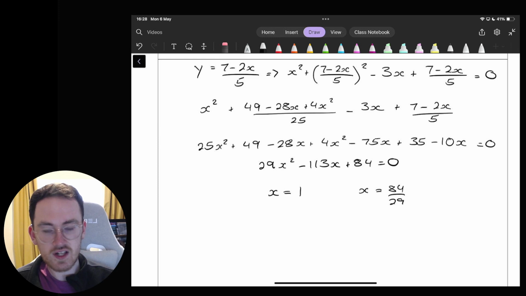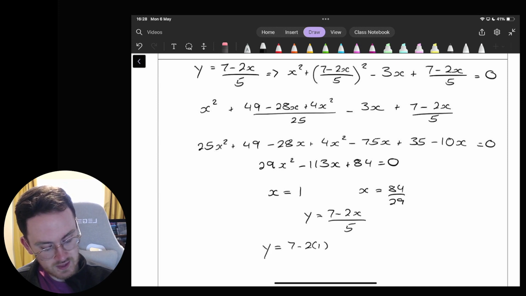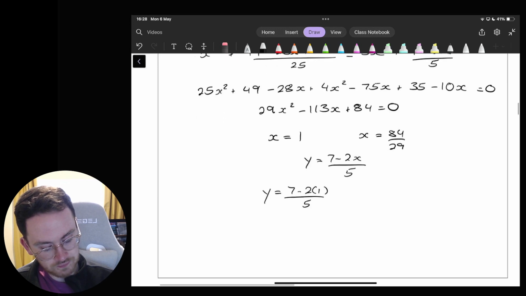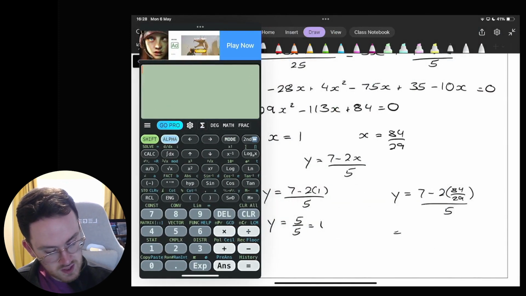Now that I have my two values for x, I need to use what I've set up from the start, which is that equation for y, and I'm going to sub each of those values for x into it. That gives me y equals 5 over 5, which of course is just 1, and y equals (7 minus 2 times 84 over 29) all over 5. Solving that out for ourselves here.